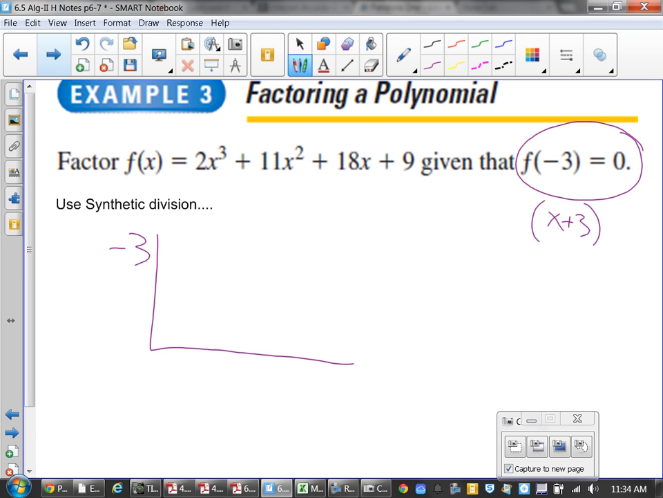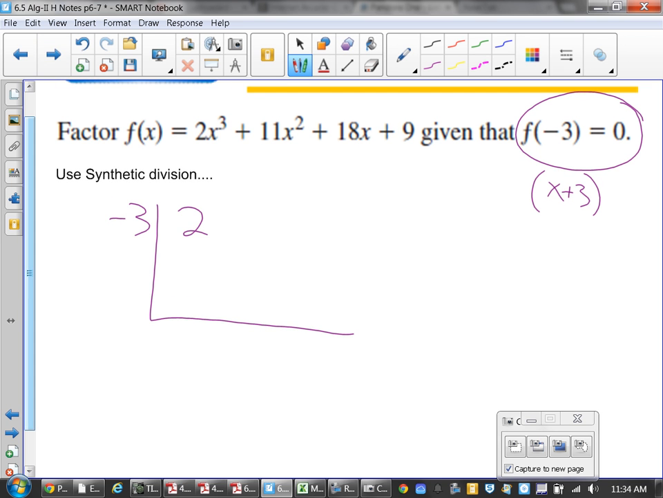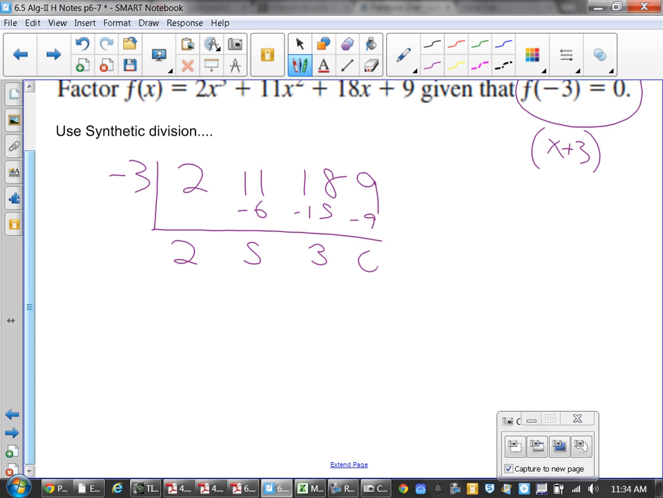Knowing that negative 3 is a 0, that means that x plus 3 is a factor that can come out. So we need to figure out what it leaves us. So we take out our coefficients. So synthetically divide out. With any luck, you get 2, negative 6, 5, negative 15, 3, negative 9, and a 0. You okay with that? All right.